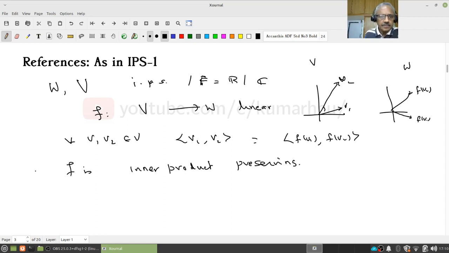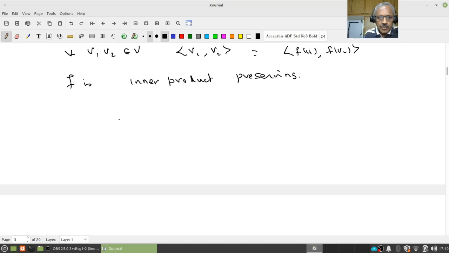Is that clear? Now suppose we restrict ourselves to V to W. But before that, suppose f is inner product preserving. What can you say about the kernel of f? Because what is the kernel of f? It's the set of vectors V such that f of V is 0.